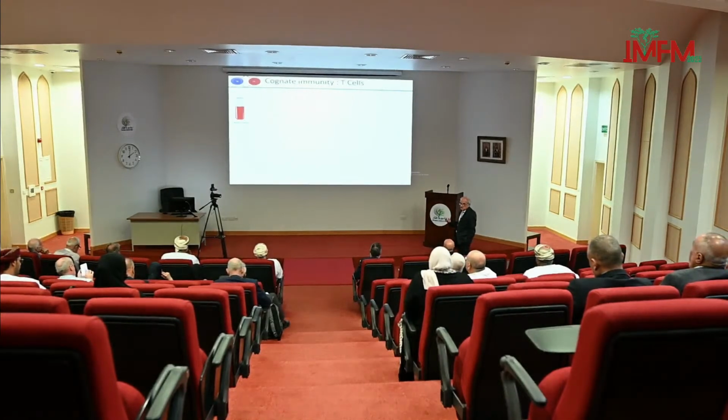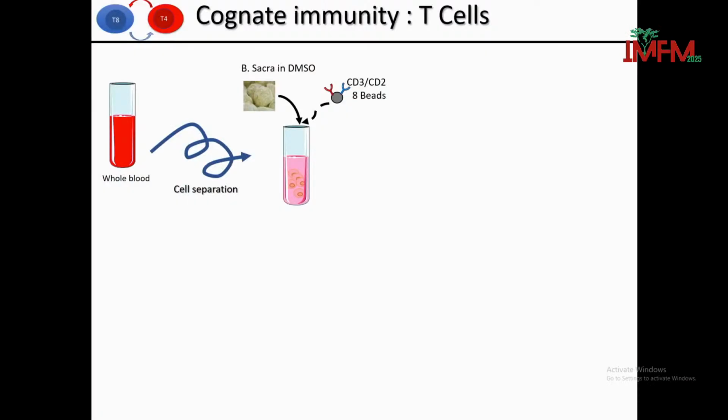In this case, we cannot use whole blood directly, so we have to separate the cells from the red blood cells. So there is a cell separation process, and we washed away the plasma and other cells. This takes a few hours, and then we can incubate the cells. We can add a stimulant of the cells, which is an antibody, which is quite physiological, and we add or not Boswellia in DMSO 0.1%.